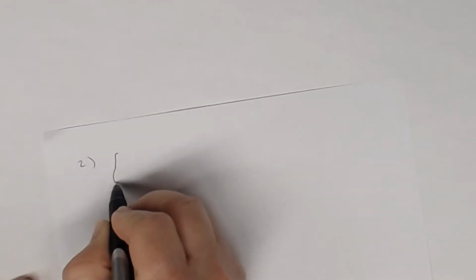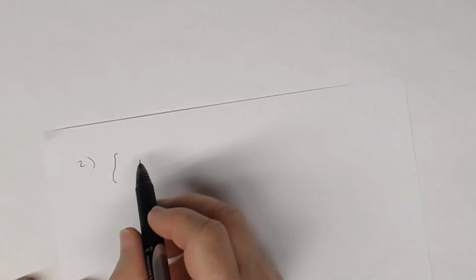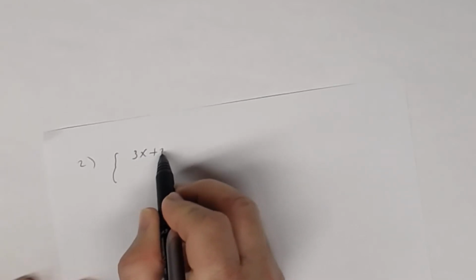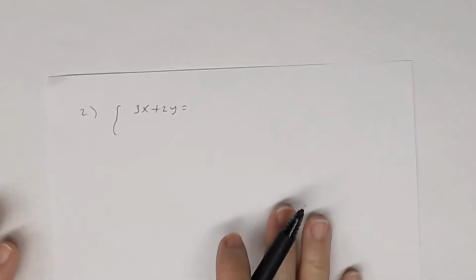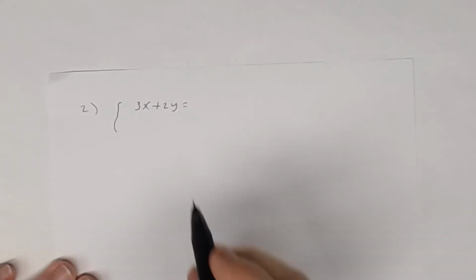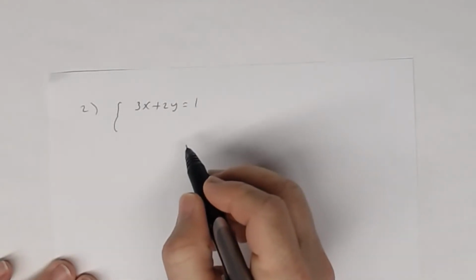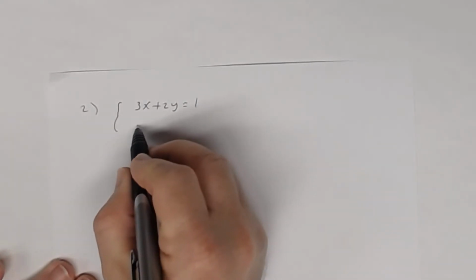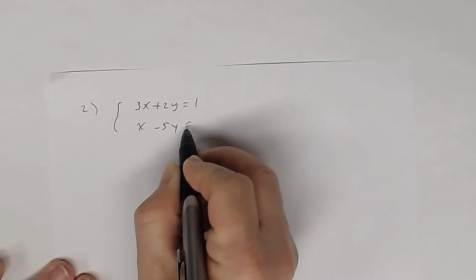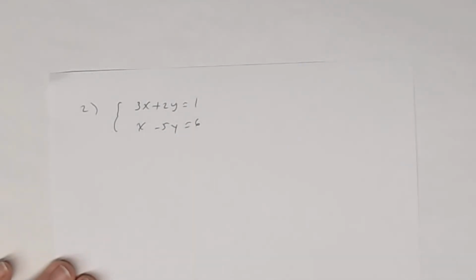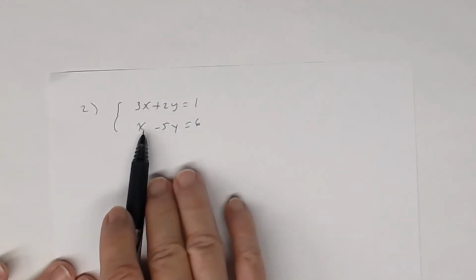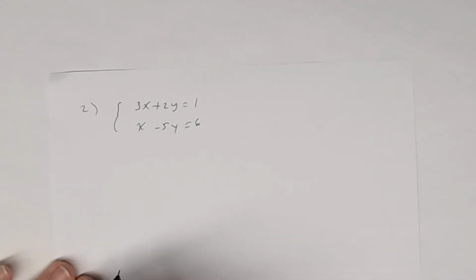So in number 2, we have this system. We have 3x plus 2y equals 1, and the other one is x minus 5y equals 6. You're trying to find the solution that makes both of those equations true at the same time.